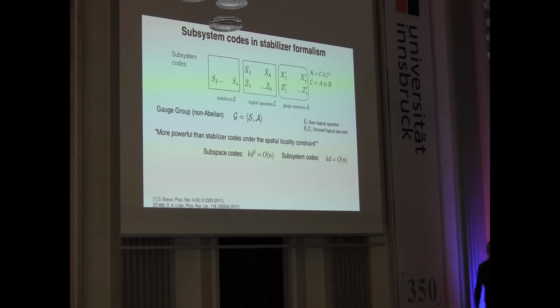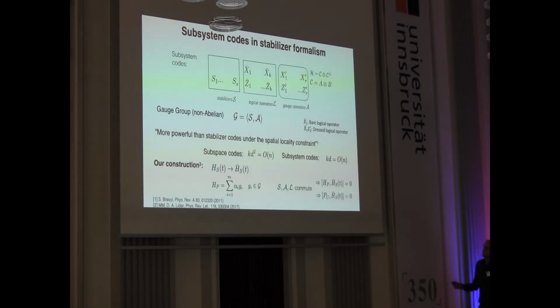And okay, why should I care about subsystem codes? With this generalization, it's very interesting that these codes are more powerful when we have some spatial locality constraint. There's this nice paper by Bravyi. He shows that with subsystem codes, we can achieve rates that we can't achieve using ordinary subspace codes if we have some spatial locality.